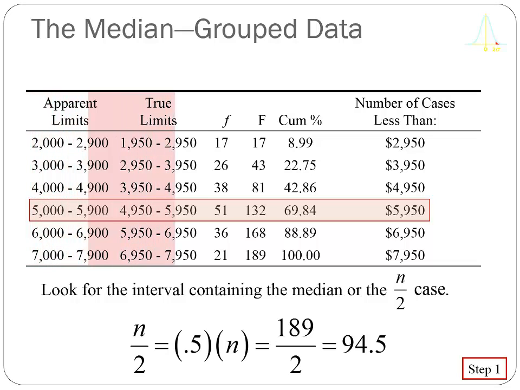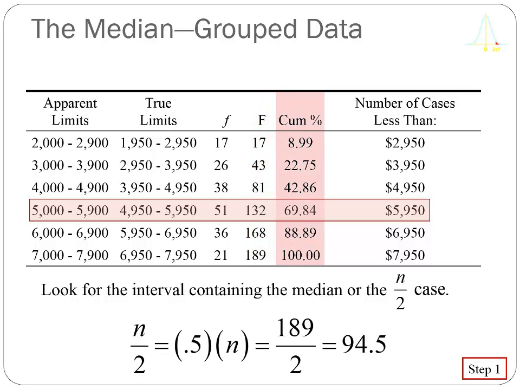I've also listed my true limits, which you'll remember are half the gap added to and subtracted from each of the apparent limits, half the gap between my apparent limits. 1950 to 2950, 2950 to 3950, and so forth. The column labeled with the small italicized f are my frequencies, the number of cases within each interval. The capital F is my cumulative frequency column.